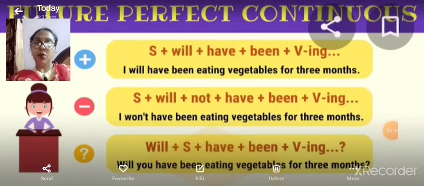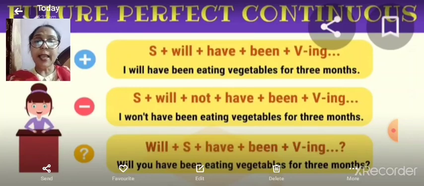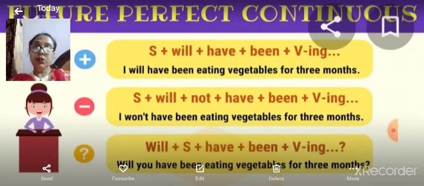Future perfect continuous tense. It is used to denote a continuous action with reference to some time in future. It expresses an action that will begin at a particular time in future, will continue up to that moment, and will be in progress at that moment. So at that time we are supposed to use future perfect continuous tense.